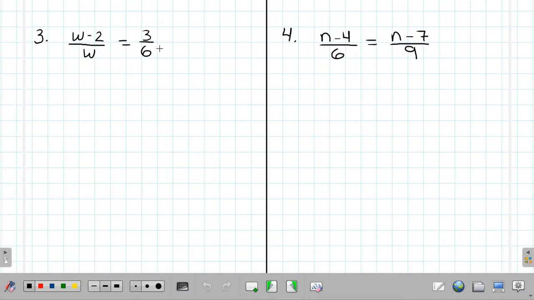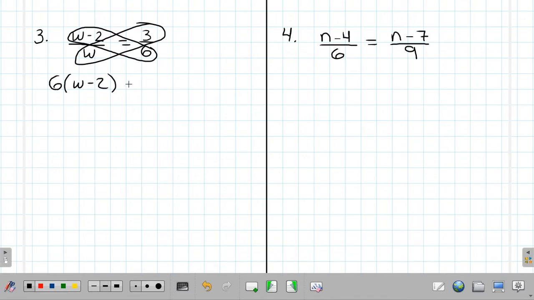So number 3, we have another proportion here. Ratio is equal to a ratio, so we're going to cross multiply this way. And once again, you might be able to see which way I'm going to go with this. I'm going to go with the 6 times w minus 2 first. And I'm going to say that's equal to 3 times w, which is 3w.